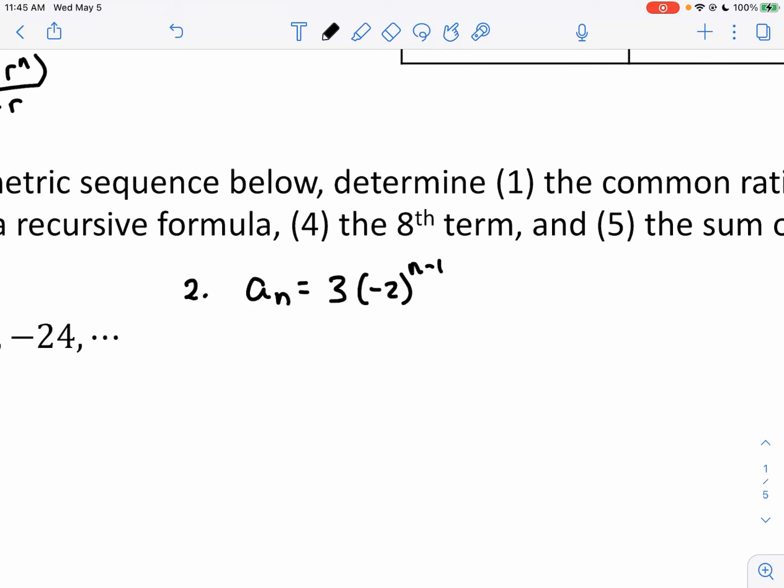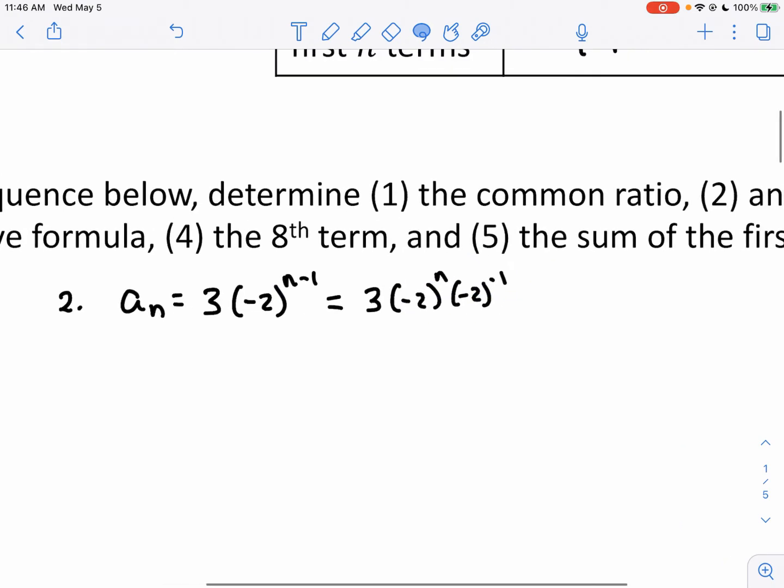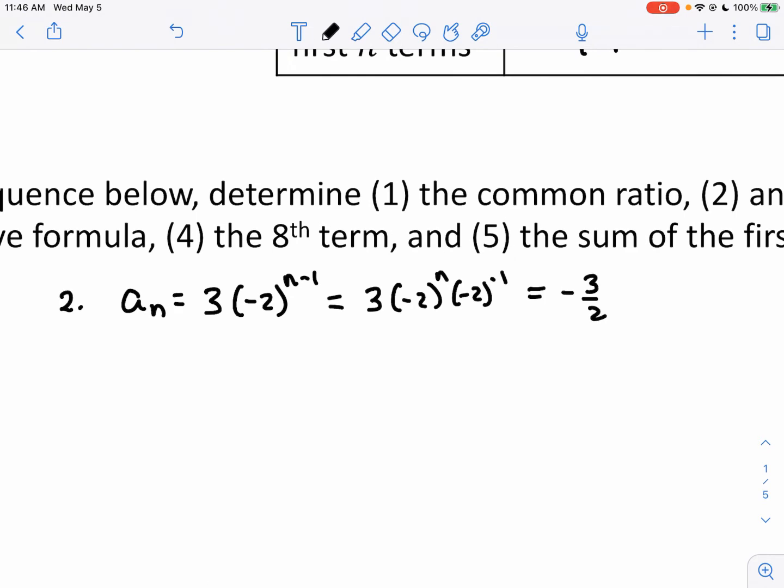Now, with a little bit of exponent manipulation, we can also rewrite it this way: 3 times negative 2 to the n times negative 2 to the minus 1. We break apart this n minus 1 as n plus negative 1, and then break up the exponent on each its own base. And then negative 2 to the negative 1 is just negative 1/2, and then multiply with that 3 in the front. We can write this as negative 3/2 times negative 2 to the n. This is also an acceptable explicit general formula for the nth term. But we can also just stick with this one.